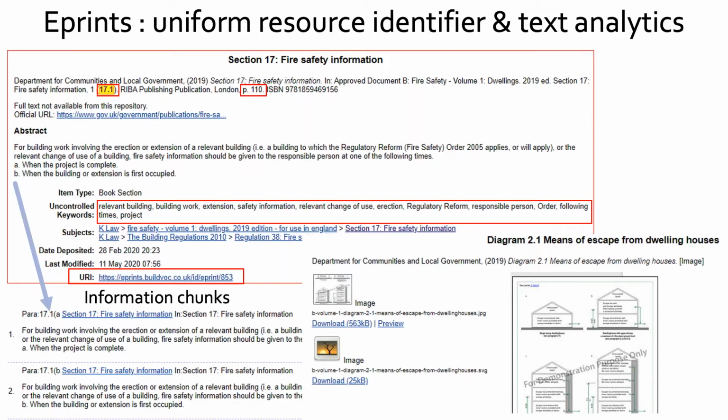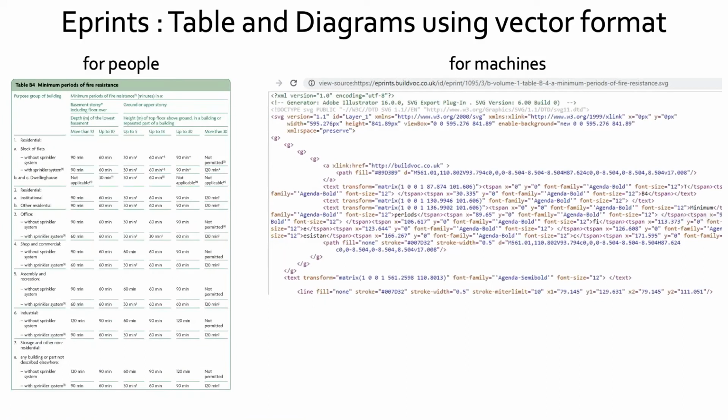To the right is just a preview of what you would see on the system if you were looking for a diagram. So you get a preview and you get a JPEG and also an SVG. JPEG is not machine readable, but that's what the industry uses at this particular time. If we go to the next slide, please.